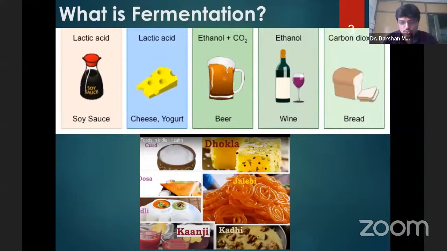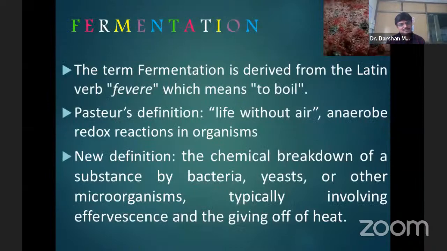Now we need to know how this particular thing occurs. As I told you earlier, whatever these products are, they are fermented products. But when you try to understand the meaning of the word fermentation, it derived from a Greek word, and that word is fervor. The meaning of the word fervor is to boil.